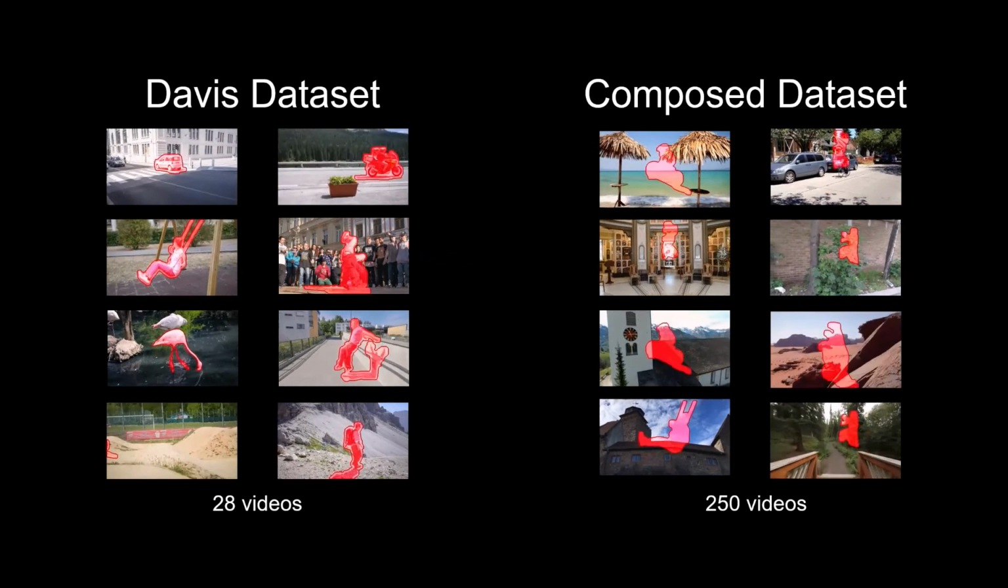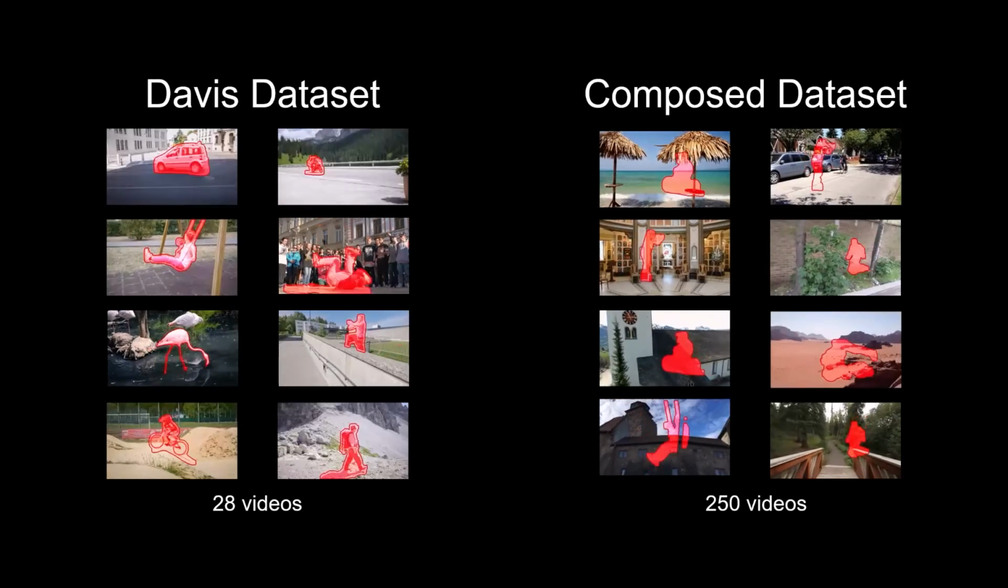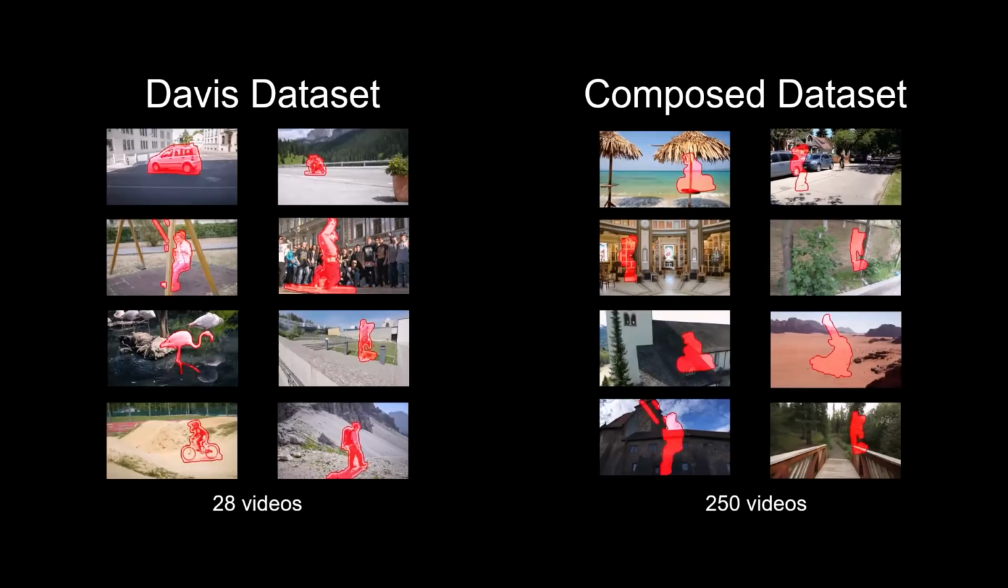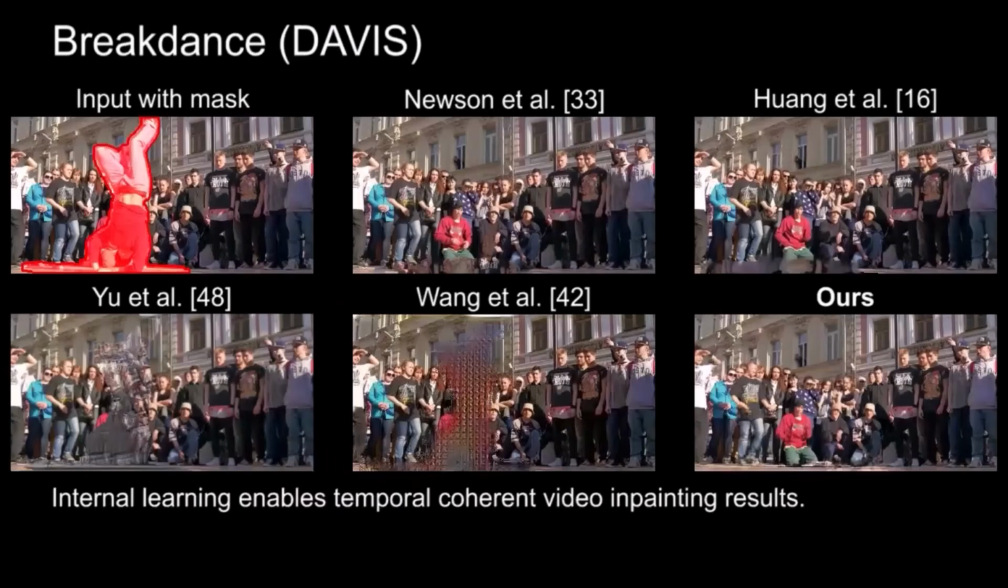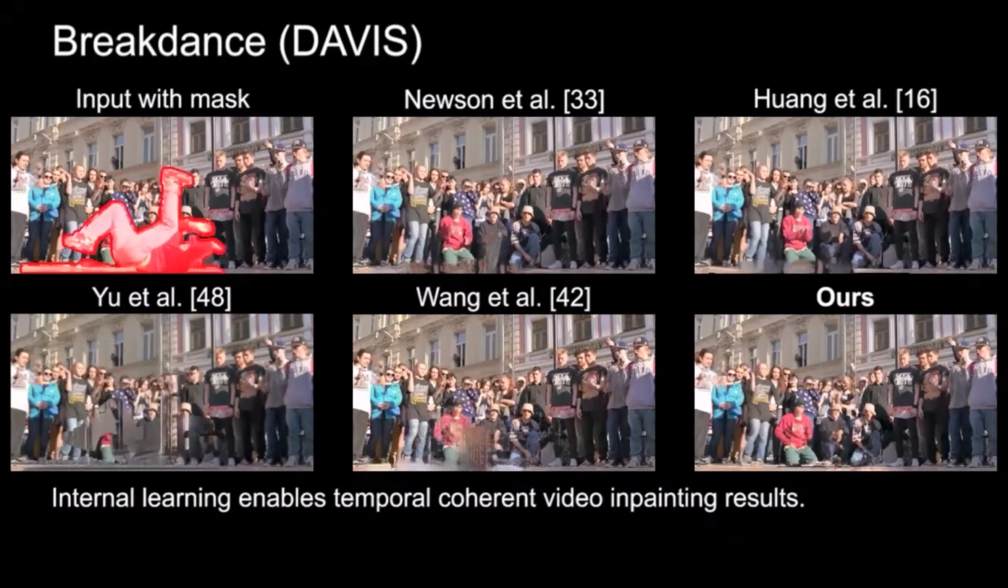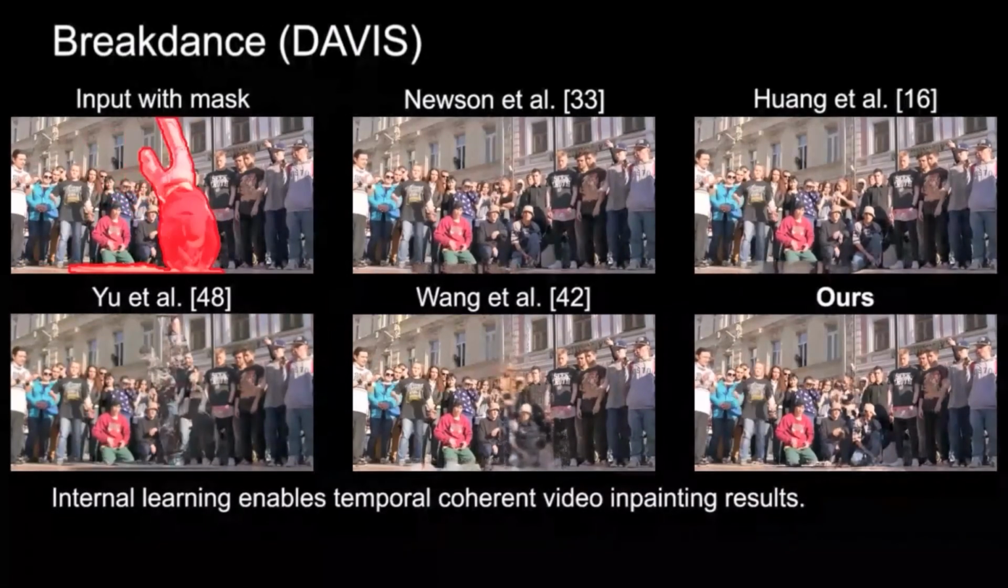We evaluate the video inpainting performance on real-world videos for object removal and composed videos for background completion. The quantitative evaluation on the composed dataset shows that our method generates more accurate and temporally coherent video inpainting results than all the baselines and most of the existing methods. Finally, we show the comparison with the existing methods.